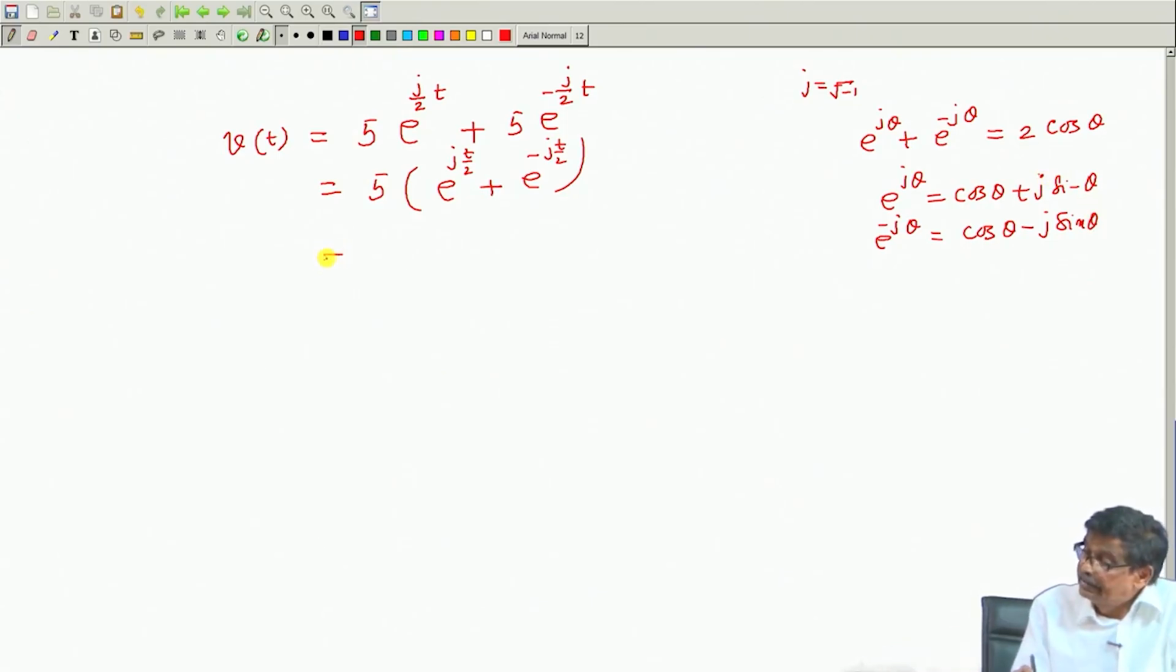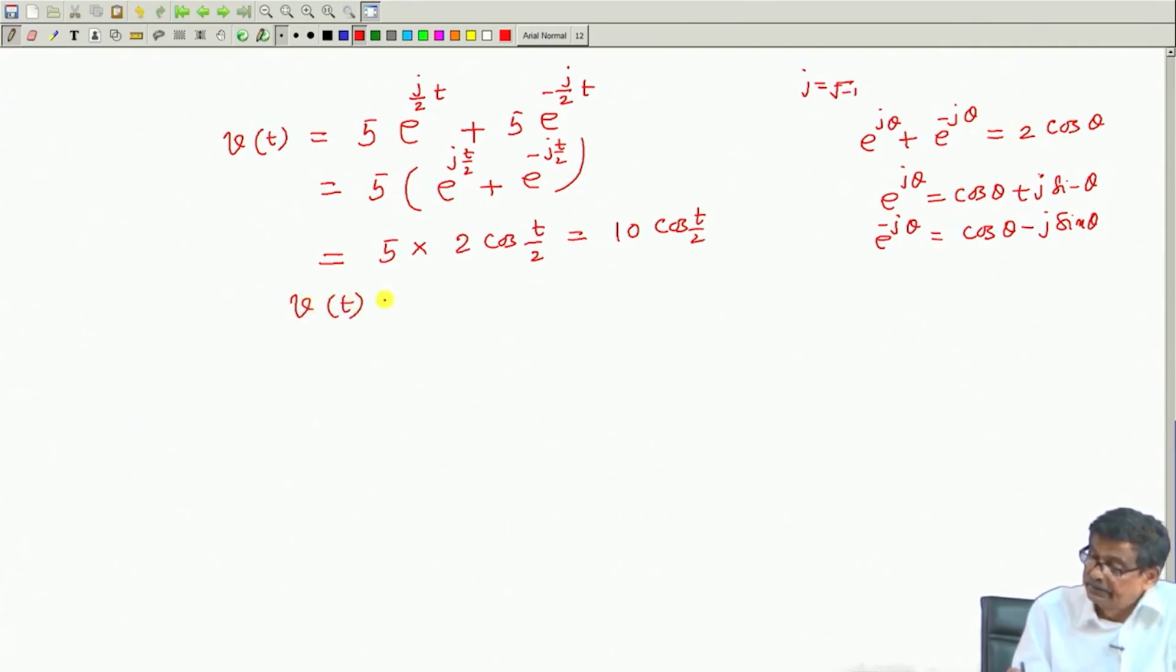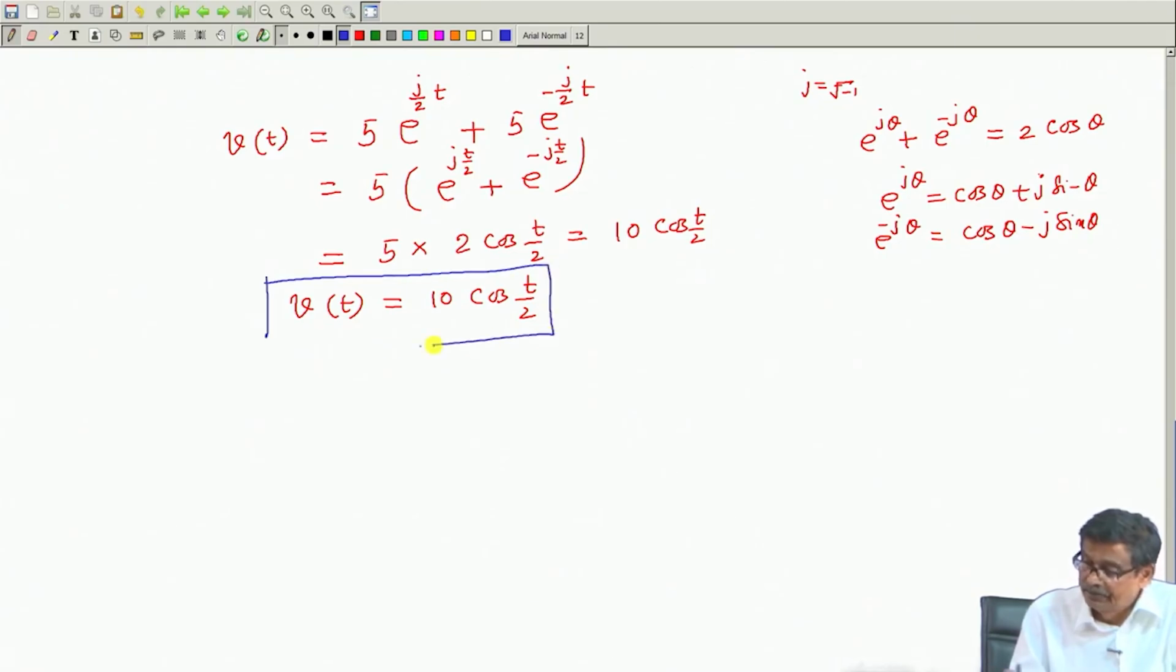So, if you add these, you will get 2 cos theta. So, 5 into 2 cos t by 2, which will be equal to 10 cosine t by 2. So, the voltage across the plate of the capacitor is equal to 10 cosine t by 2. So, we have got the voltage across the plate of the capacitor.